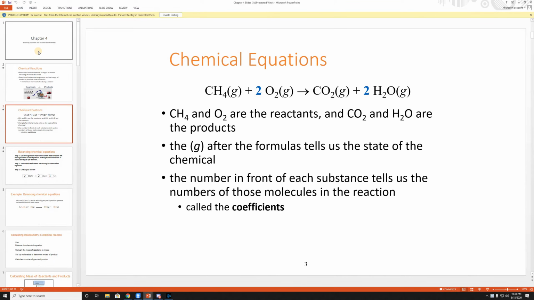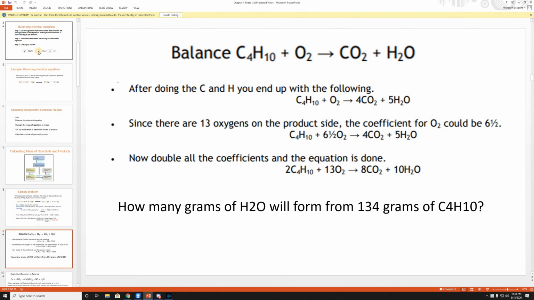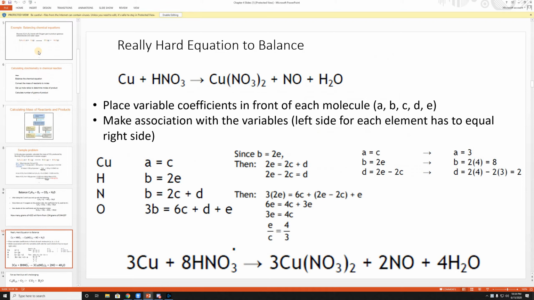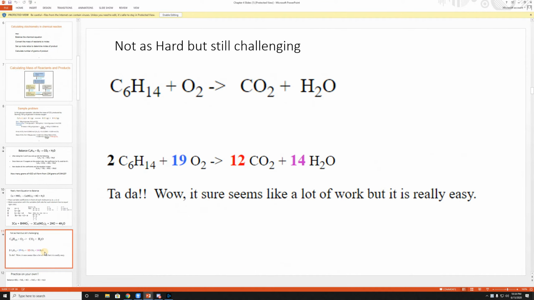So chemical equations, you definitely need to know how to balance them, no doubt. Balance all different types. You may or may not see one of these really tough ones on there. Since we did do 2 examples, it is fair game. So I'll tell you that.